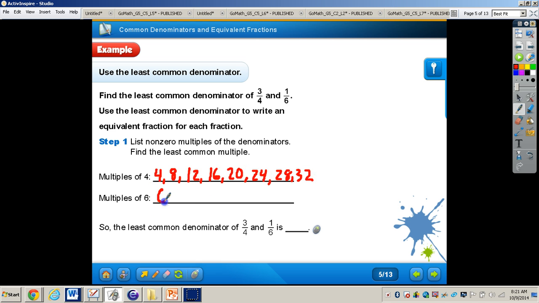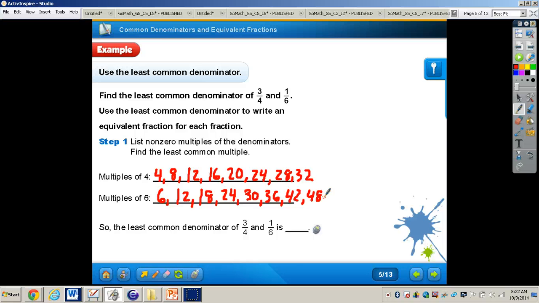So with 6: 6, 12, 18, 24, 30, 36, 42, and 48. So with the first 8 non-zero multiples, it's pretty easy to see a common multiple. But if you don't, that's okay. You just keep on going.